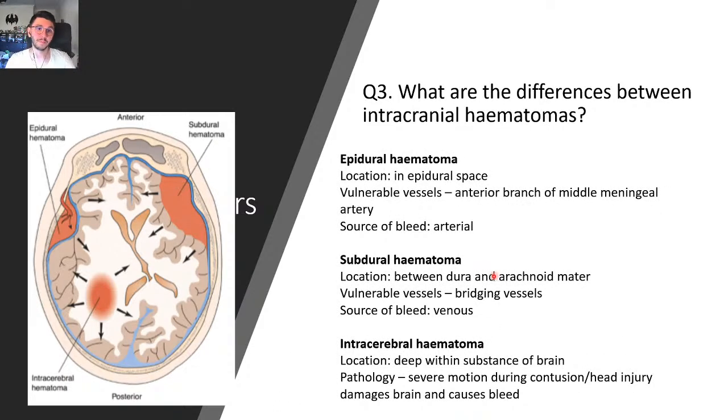So a summary: epidural hematoma is in the epidural space. Anterior branch of middle meningeal artery, arterial bleed. Subdural is between the dura and the arachnoid mater. It's the bridging vessels. They get sheared, and the source of the blood is venous. And intracerebral is deep within the substance, and it's a severe motion, contusion or head injury, that damages the brain, and it's the damage to the brain that causes this bleed.